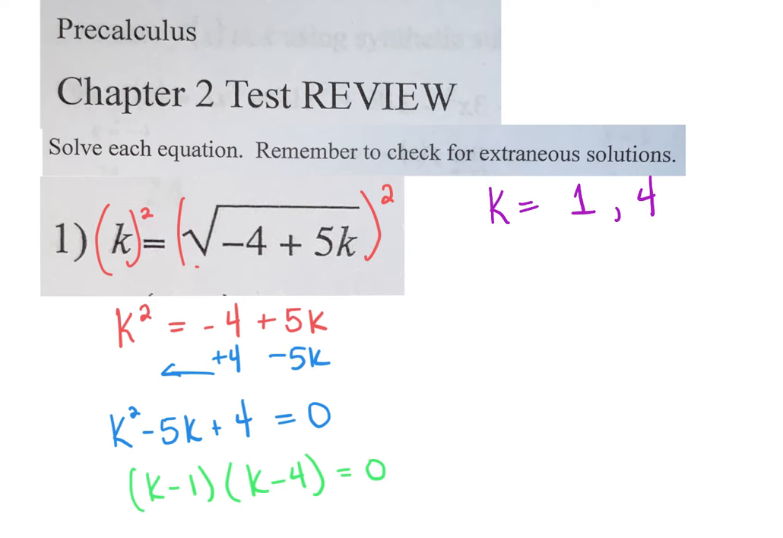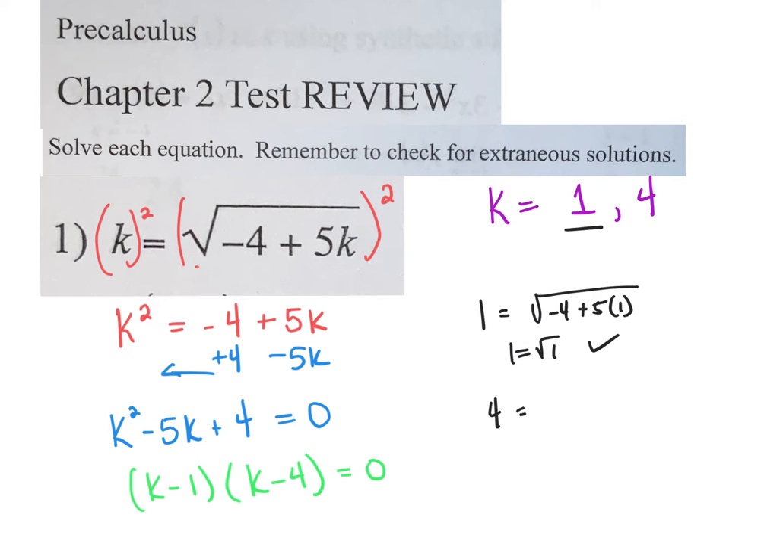I need to go back and make sure they both work. So that is my checking. I need to see if these work. So let's plug in a 1. 1 equals the square root of negative 4 plus 5 times 1. Negative 4 plus 5 is just 1. 1 equals the square root of 1. That is true. So I know that my 1 works.